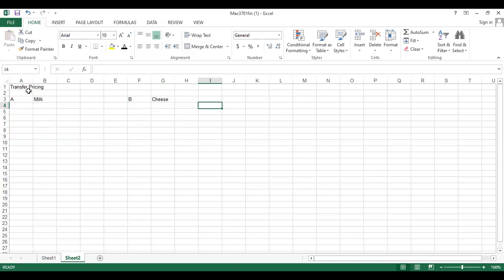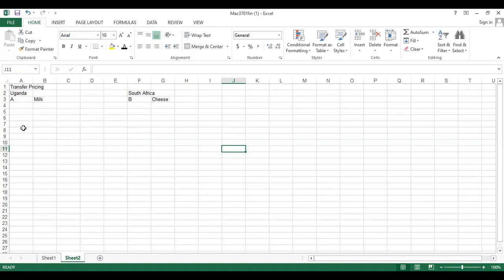But suppose A is in Uganda. This is just an example. So let's say A is in Uganda and we are here in South Africa doing cheese. The company A that's in Uganda is owned by the same company that owns B. In other words, this is just one company.